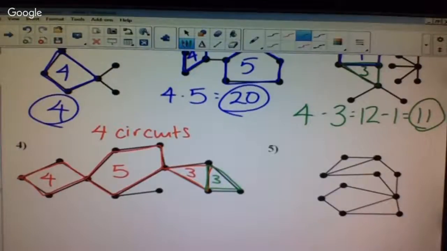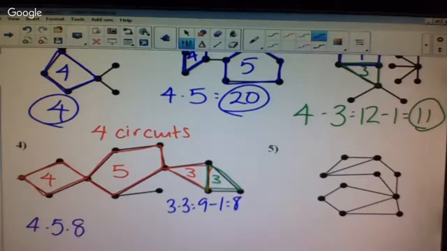So it's 4 times 5, which is, that's not how it works. Do we do 4 times 5 times 3 times 3? When you have some circuits that share an edge and some that do not, you must do what shares an edge first. So here we would do 3 times 3, which is 9, minus 1, which gives me 8. And 4 times 5 is 20. And then you do 20 times 8. So now this becomes 4 times 5 times 8.